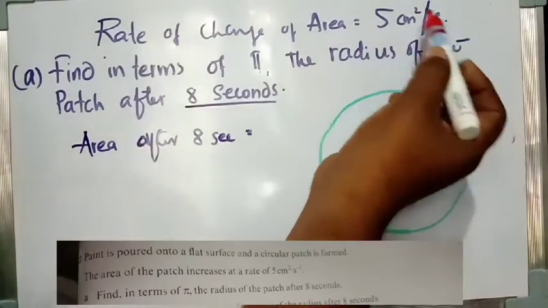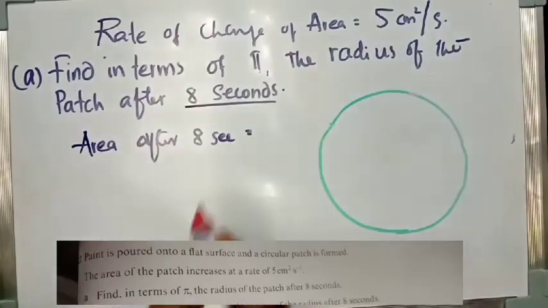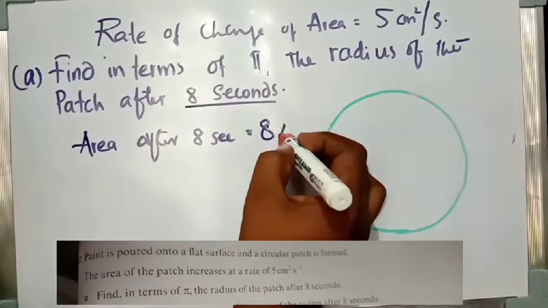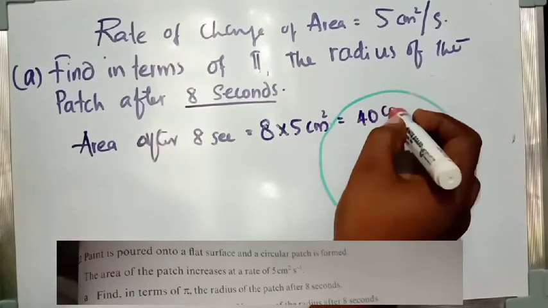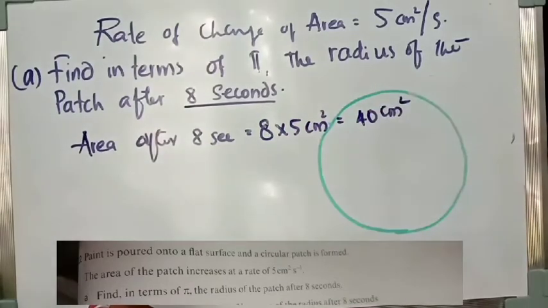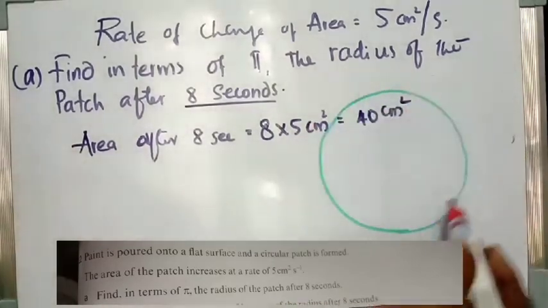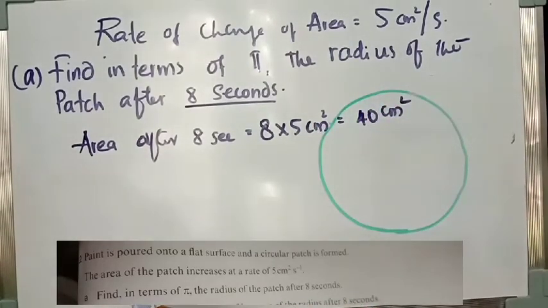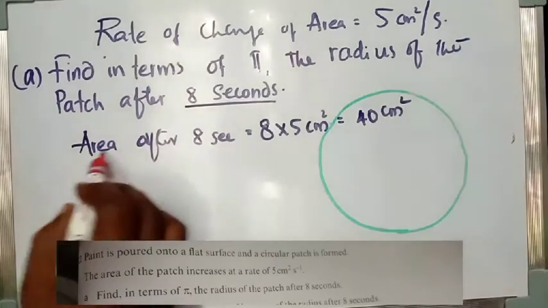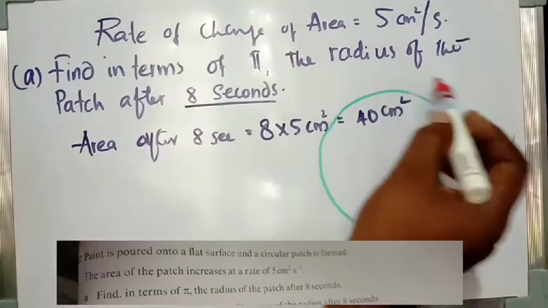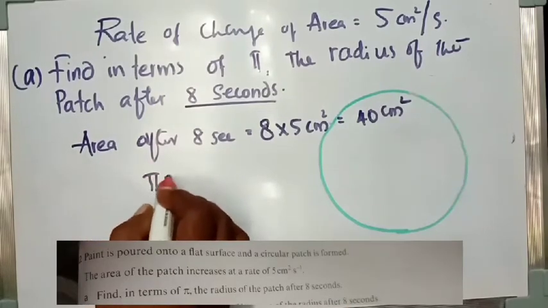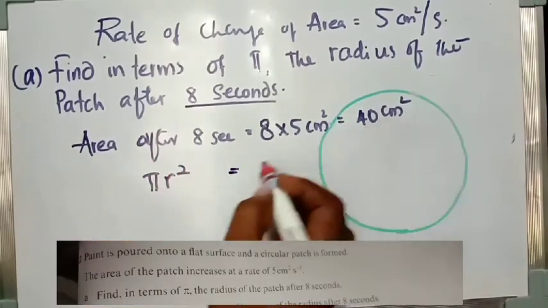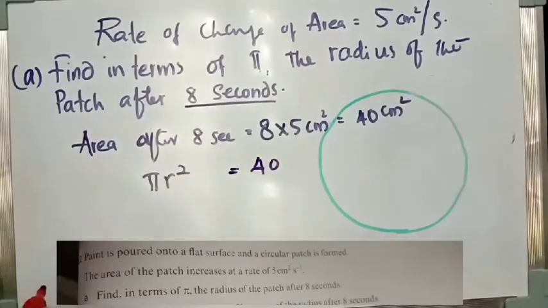In each second 5 centimeter square is increasing. So after 8 seconds it will be 8 times 5 centimeter square, that is 40 centimeter square. So after 8 seconds the area of the patch is 40 centimeter square. And you know the formula for area, as the patch is in the shape of a circle, formula for area is pi r squared, that is equal to 40 centimeter square.